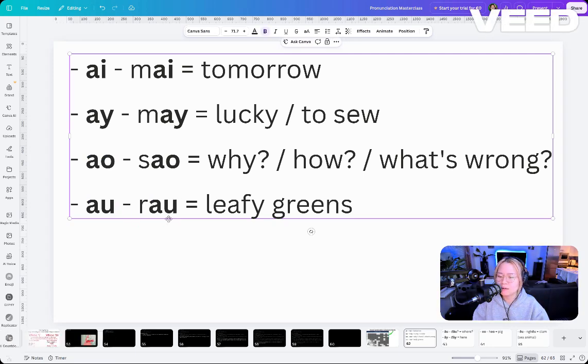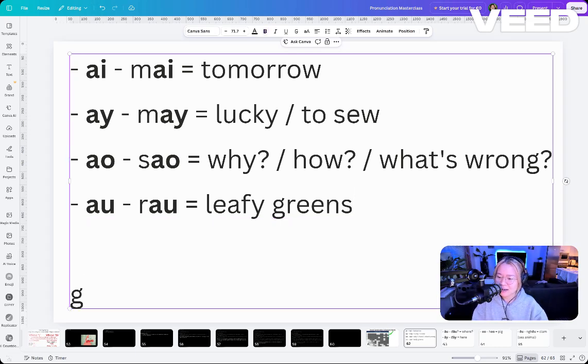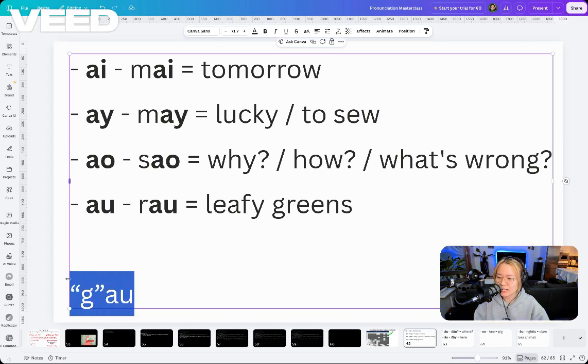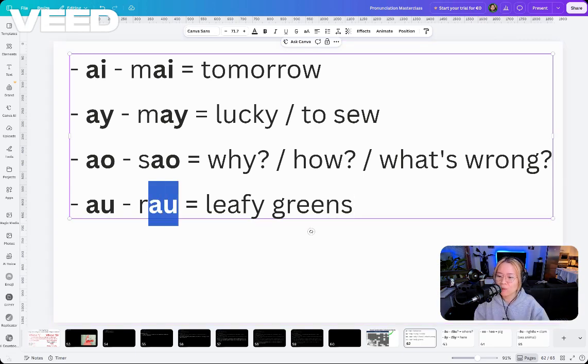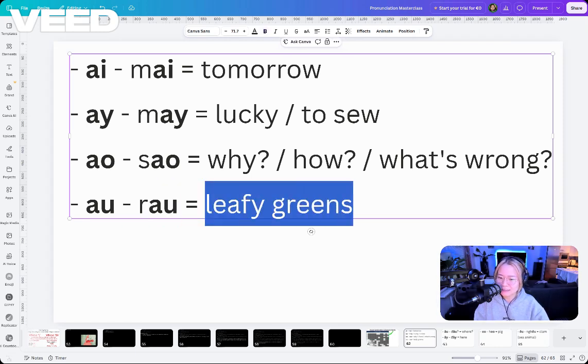Zao. That's the example word for this vowel combination. Zao. That is in Northern dialect, and Southern dialect, you will hear people say rau. Or in the Mekong Delta, people will also say something like gao. It's almost like a g sound in Vietnamese. Some people do say that. What does zao or rau or gao mean? Leafy greens.